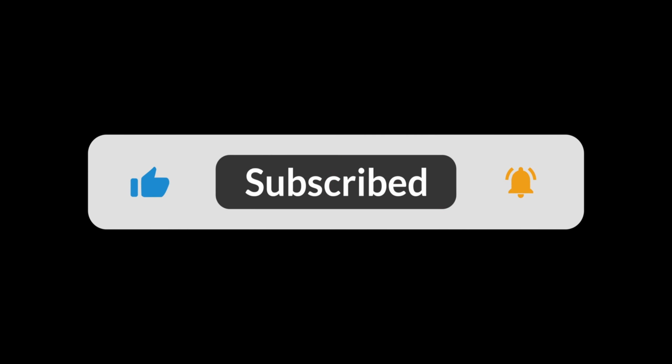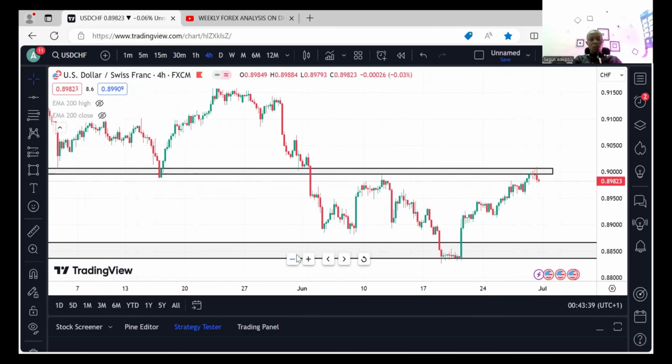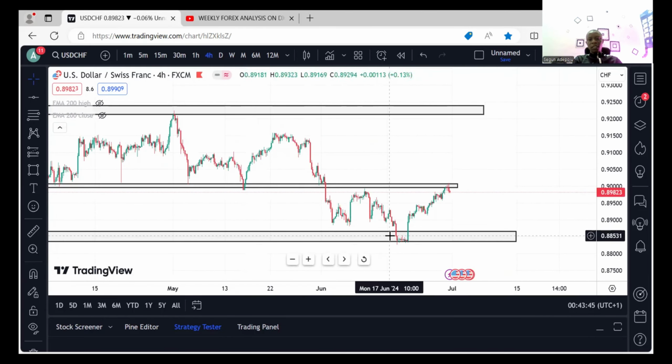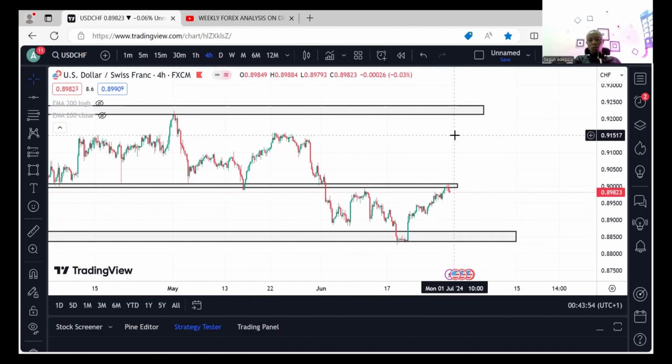So let's go to 4 hours. So this is 4 hours. The market is forming a kind of head and shoulder. This is the head, then this is head and shoulder. You can see head and shoulder. So we just need to patiently wait for the market to break here before we buy.